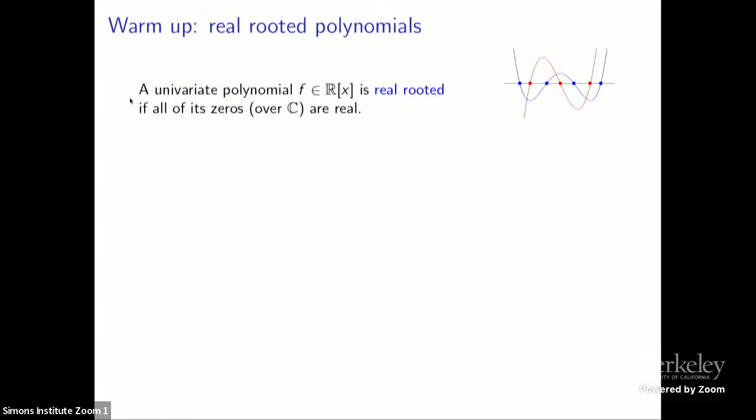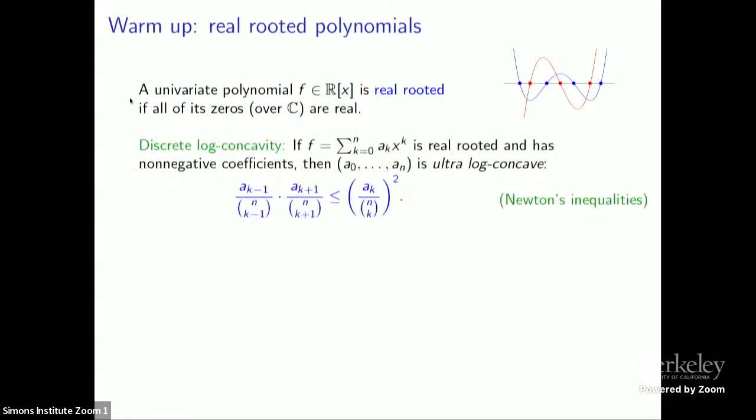These polynomials appear in a lot of natural places and have a lot of nice consequences. One nice consequence of real-rootedness is something called Newton's inequalities, which are inequalities on the coefficients of those polynomials. You get some information about the shape of the coefficients. So if you have a real-rooted polynomial and all of its coefficients are non-negative, then this sequence of coefficients is what's called ultra-log-concave, so it has a shape related to the binomial coefficients.